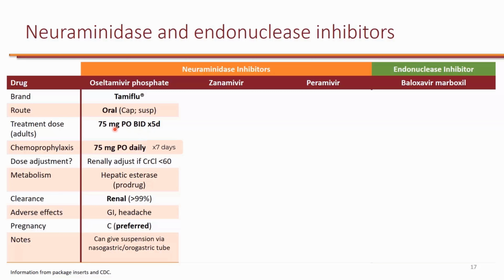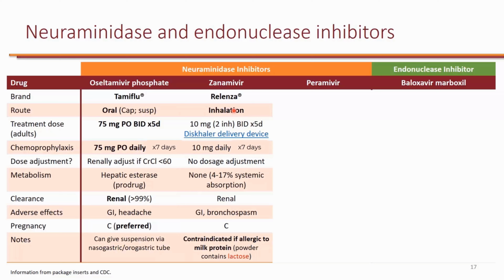You can also use it for chemoprophylaxis for preventing influenza. Note that the dose is just once a day, and it is renally cleared, so the dose needs to be adjusted if the creatinine clearance is less than 60. It is pregnancy category C. However, Tamiflu, or I should say oseltamivir, is preferred in pregnancy because it has relatively more data compared to the other drugs in this class.